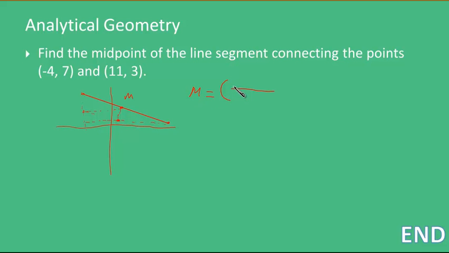What will be the value of the x coordinate? Well, it's going to be halfway between these x values, and so this is -4 plus 11 divided by 2. That gives us the midpoint here along this line, and the midpoint along this line, which will give us our y coordinate for this midpoint, is 7 plus 3 divided by 2. So the coordinates will be (3.5, 5). So that was not hard.